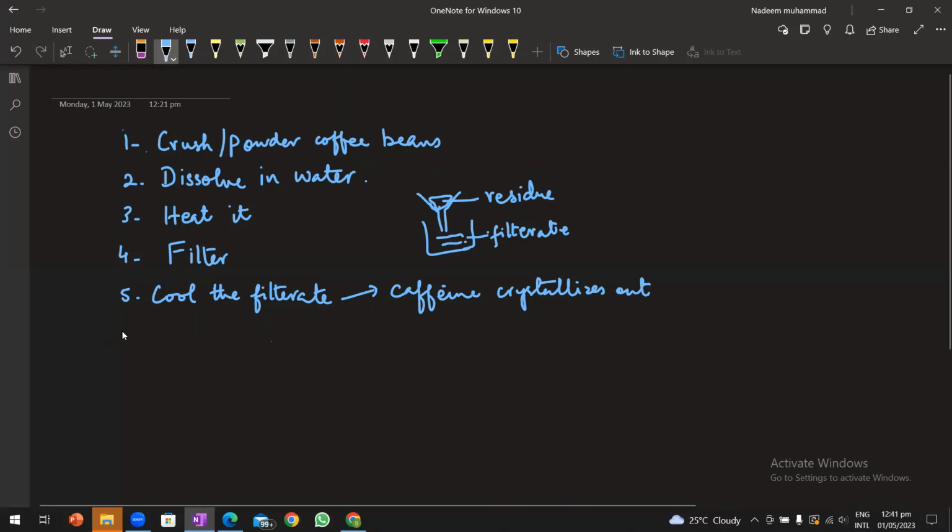Next, now you have got the crystals of caffeine. You have separated the crystals. You have got the pure crystals of caffeine. So you can again filter them. You can take them out by the process of filtration. You'll get the crystals of caffeine as residue. Now you can rinse them, or wash these caffeine crystals, with water, and then you can dry them in the folds of the filter paper.